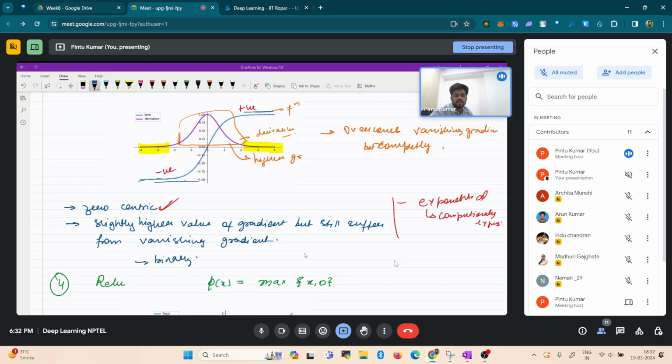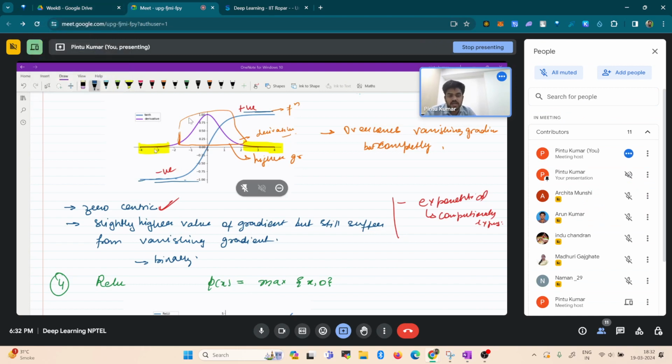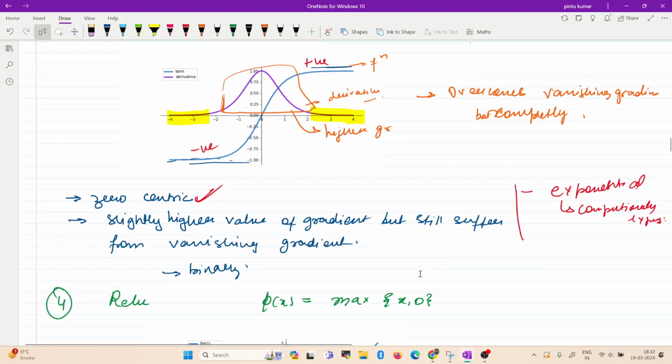Any doubt in both these functions that I have discussed? Then I'll go to the next one. Any doubt if you guys have? Okay.